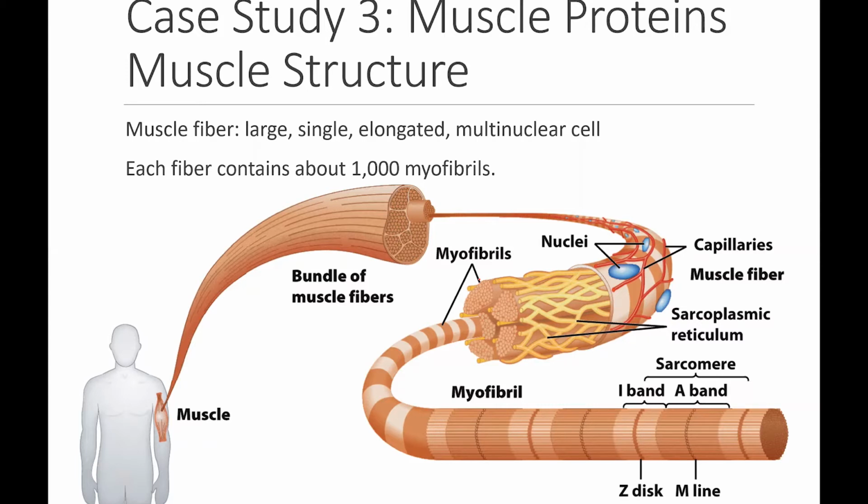They're multinucleated, meaning there's multiple nuclei within one cell. And they have these very long bundles of muscle fibers. So these are a type of protein that are fibrous in nature that make up these bundles.